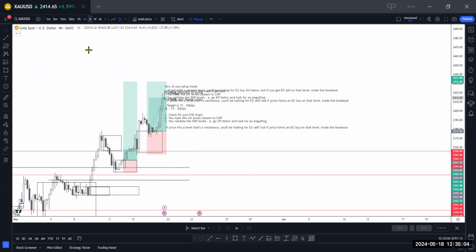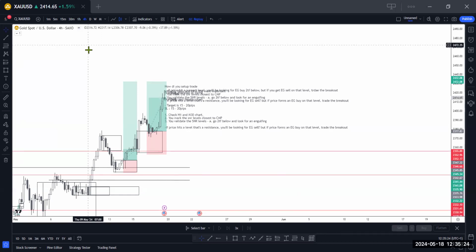From weekly, daily, H4. Only that. Nothing else. Don't need to go to H1 for anything. You don't need to go to M30 for anything. You just have to look, from weekly, go to H4. From daily, go to H4.